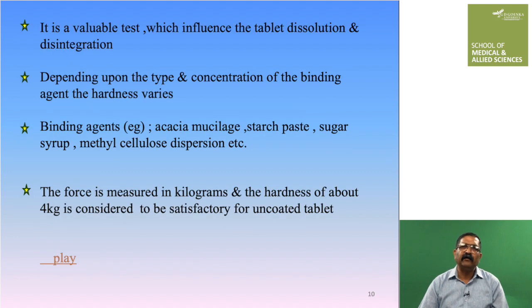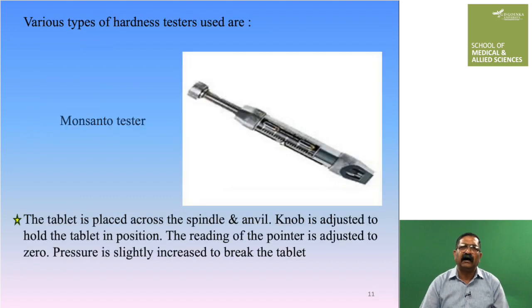It is a very valuable test which influences tablet dissolution and disintegration, depending upon the type and concentration of the binding agent. Examples of binding agents are acacia mucilage, starch paste, and sugar. The force is measured in kilograms, and a hardness of about 4 kg is considered satisfactory for uncoated tablets. Various types of hardness testers used are the Monsanto tester.